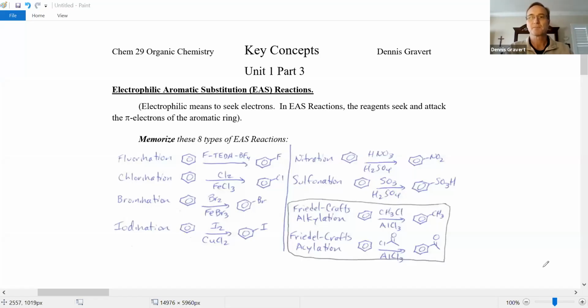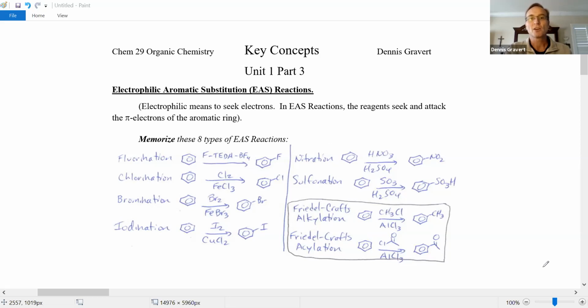Hi everyone, it's time for reactions. Let's see a few reactions that benzene can do. So let's turn to our key concepts, Unit 1, Part 3. You can find these on Canvas. And let's break this down.